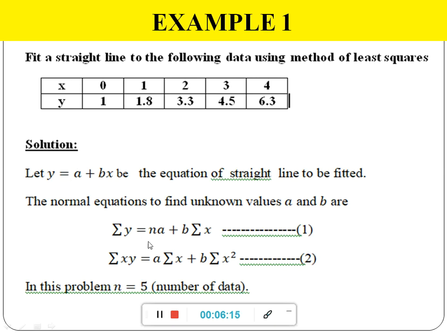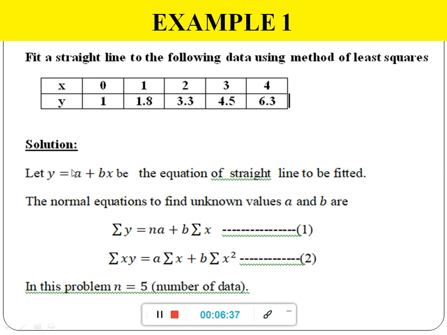Simply, summation of a means the number of values n into a. If you put summation here, we get b into summation x, because b is constant. So this is the way to find the first equation. To find another equation, multiply by x. If you multiply this by x, it becomes xy, and putting summation, that is summation xy.